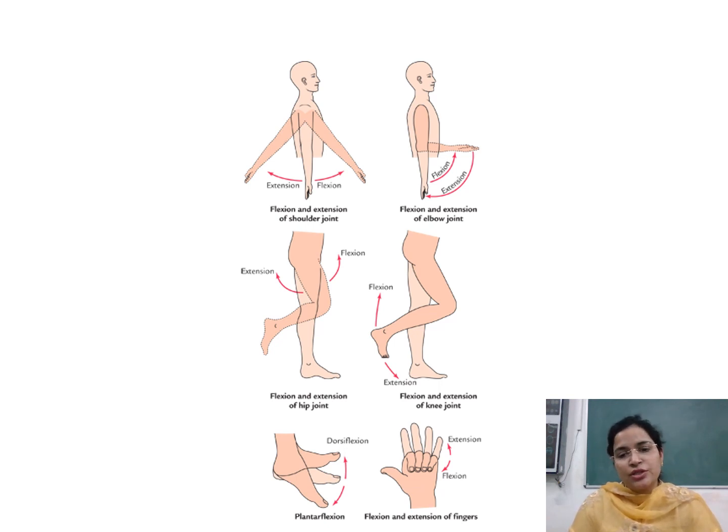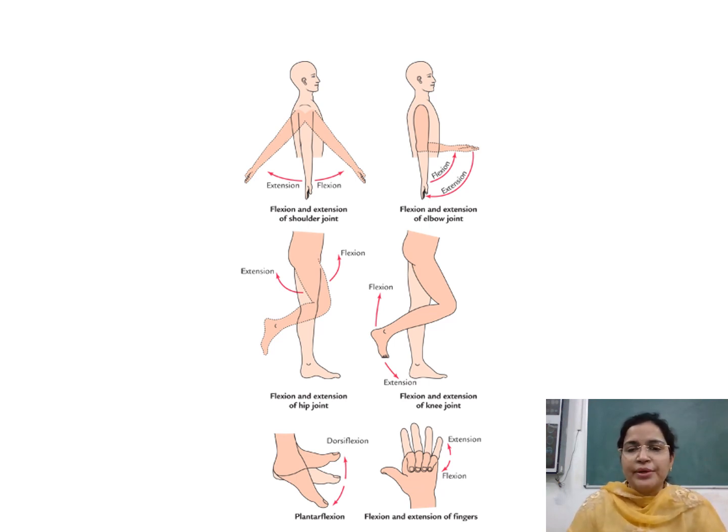Then dorsiflexion and plantar flexion occur here, and again flexion and extension of the fingers, that is the digits, take place at the different small joints of the hand. This is flexion and this is extension at the metacarpophalangeal joints. Here is flexion, and this is extension, which takes place at the interphalangeal joints, proximal and distal. So these are the flexion and extension movements.